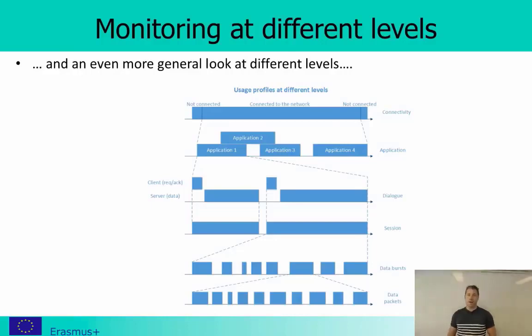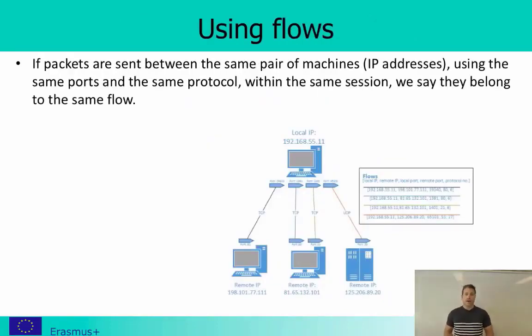For example, how long they are, what are the inter-arrival times between them, how many packets are going in one direction, in another direction, and so on. So you can look at this at many different levels. Usually what we are doing is that we are looking at flows.